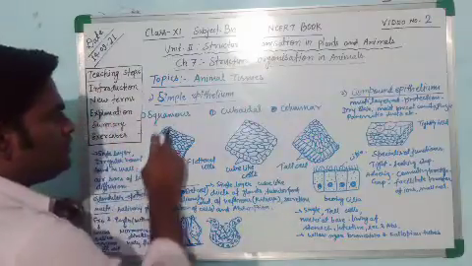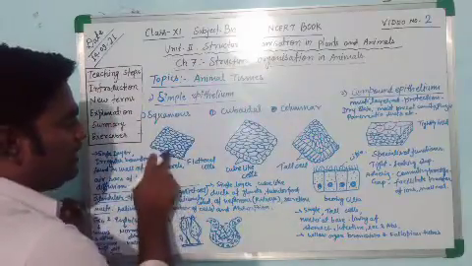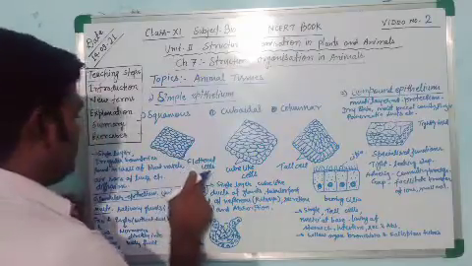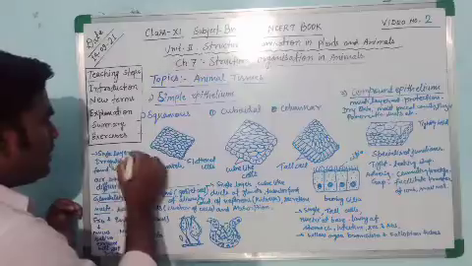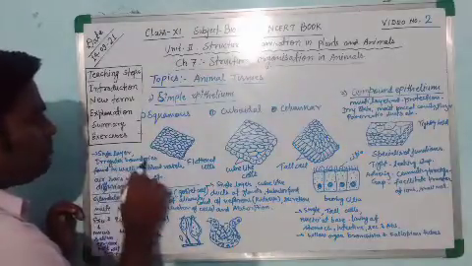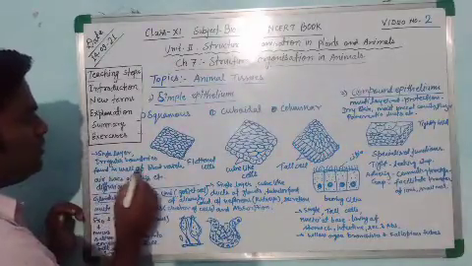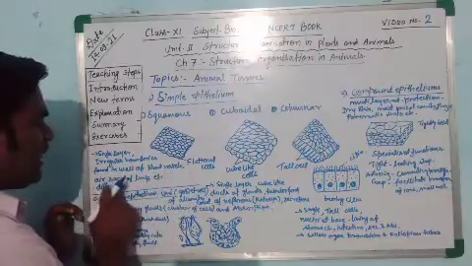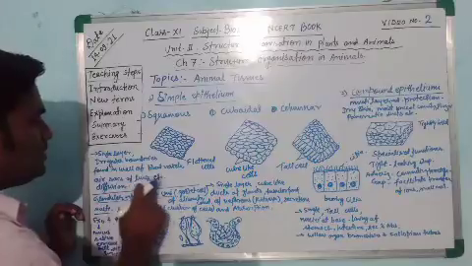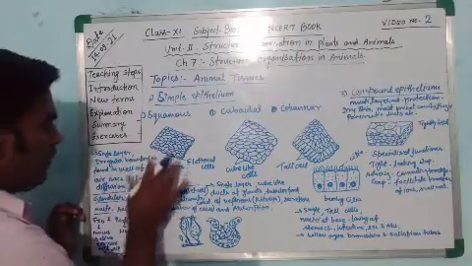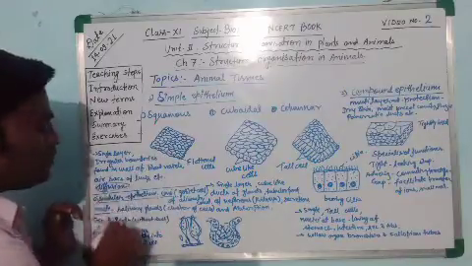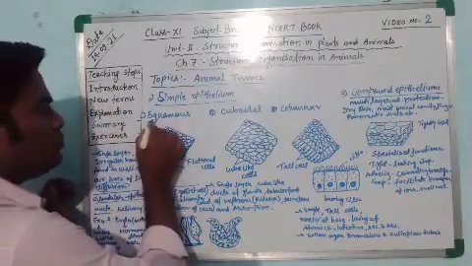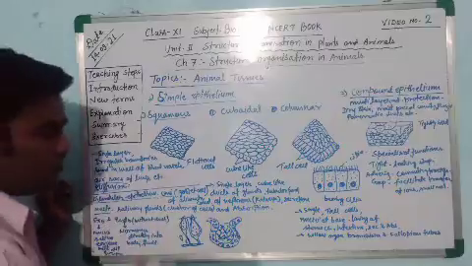This is the structure of squamous epithelium, having a single layer of flattened cells. They are a single layer of cells with irregular boundaries, found in the walls of blood vessels, air sacs of lungs, etc. They perform the main function of diffusion. The simple squamous epithelium helps in diffusion.